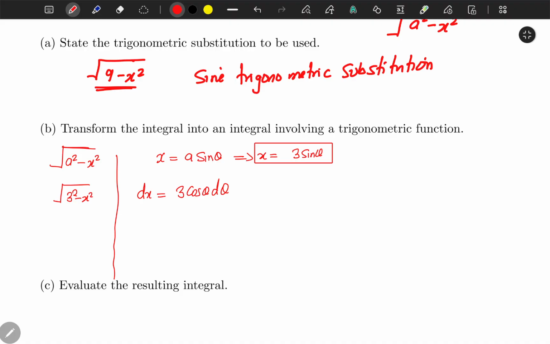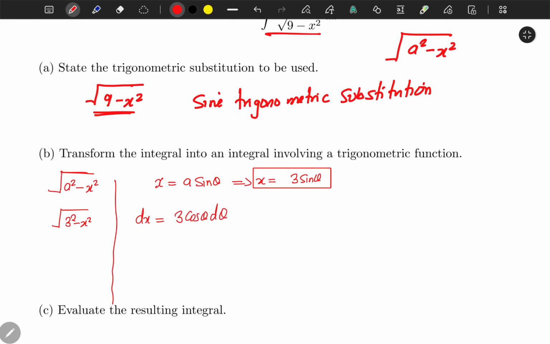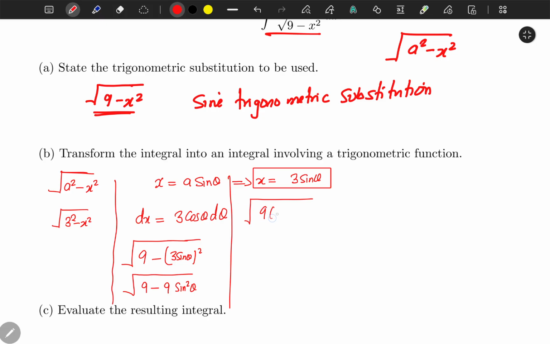What do you get? You get 3 cos theta d theta. Now, if that's the case, let's go back to the equation itself. Under the root, we know that our x is like that, so this becomes 9 minus, what is x? x is 3 sine theta, then we square it, which brings us to 9 minus 9 sine squared theta. Of course, here we can factorize, so we can take the 9 out, then you have 1 minus sine squared theta.